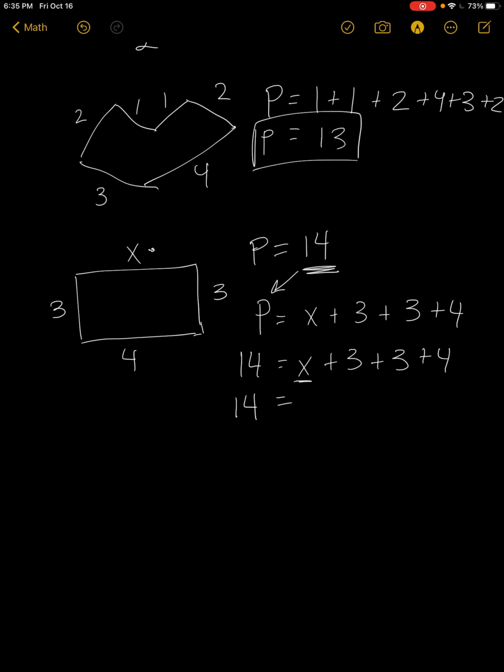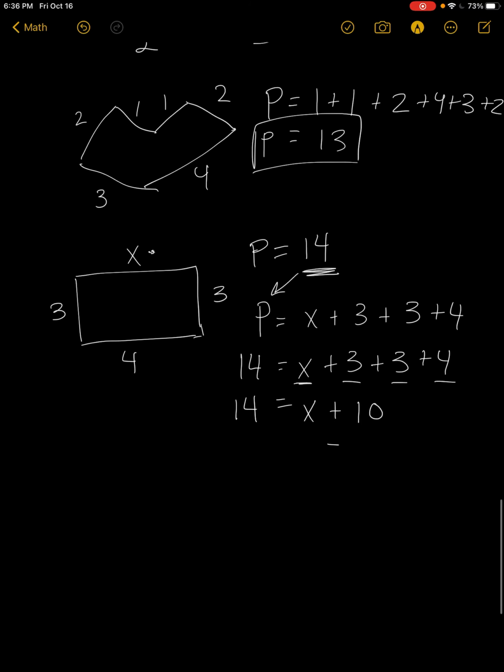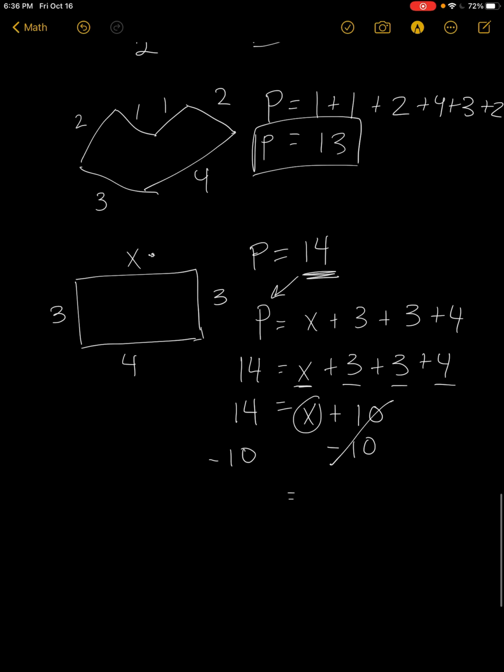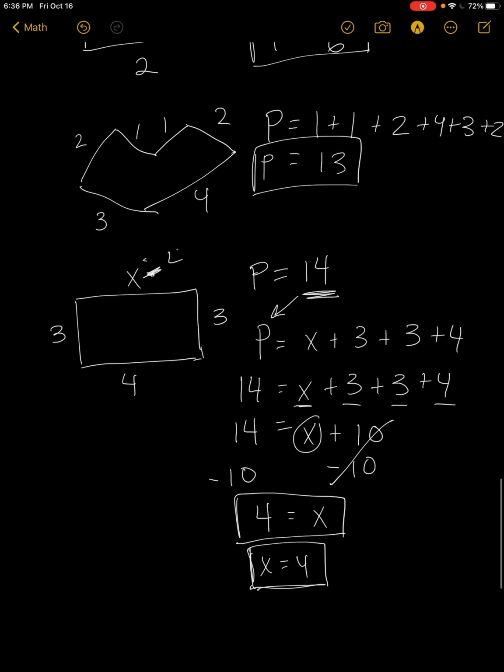Okay, so we have 14. What I'm going to do first is combine all my like terms here. So I have X plus 3 is 6, plus 4 is 10. I want to get rid of the 10 because I want to get X by itself. I did it on the right side, so I also have to do it on the left side. 14 minus 10 is 4, and we just carry down the X. So X equals 4, or if you prefer it this way, either way is correct. So this missing length is 4.